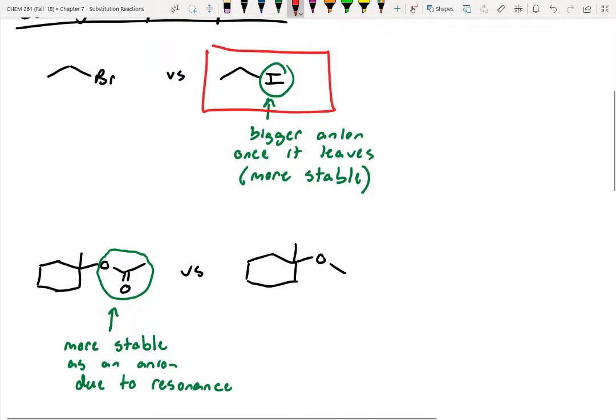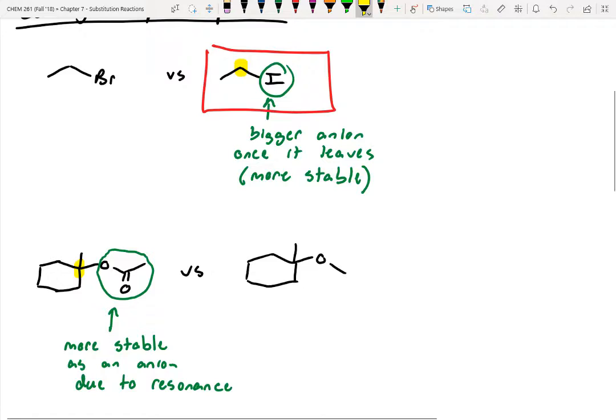So the first thing I always look at is the carbon that's going to be attacked. So this carbon right here, highlighted in yellow, is primary. Is that more likely going to do SN1 or SN2? SN2, absolutely. All right, this one down here, is that more likely going to do SN1 or SN2? SN1, it's a tertiary carbon.